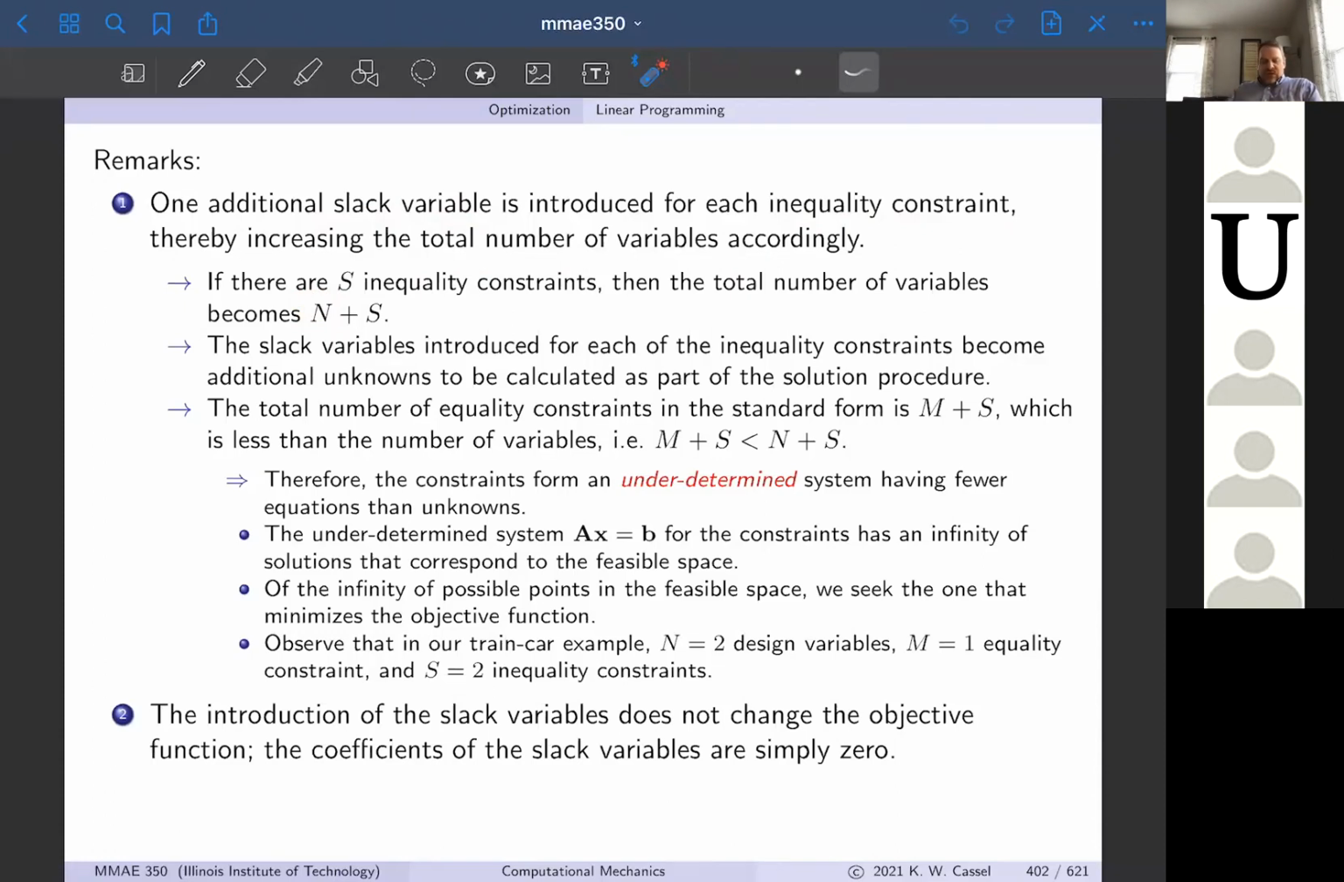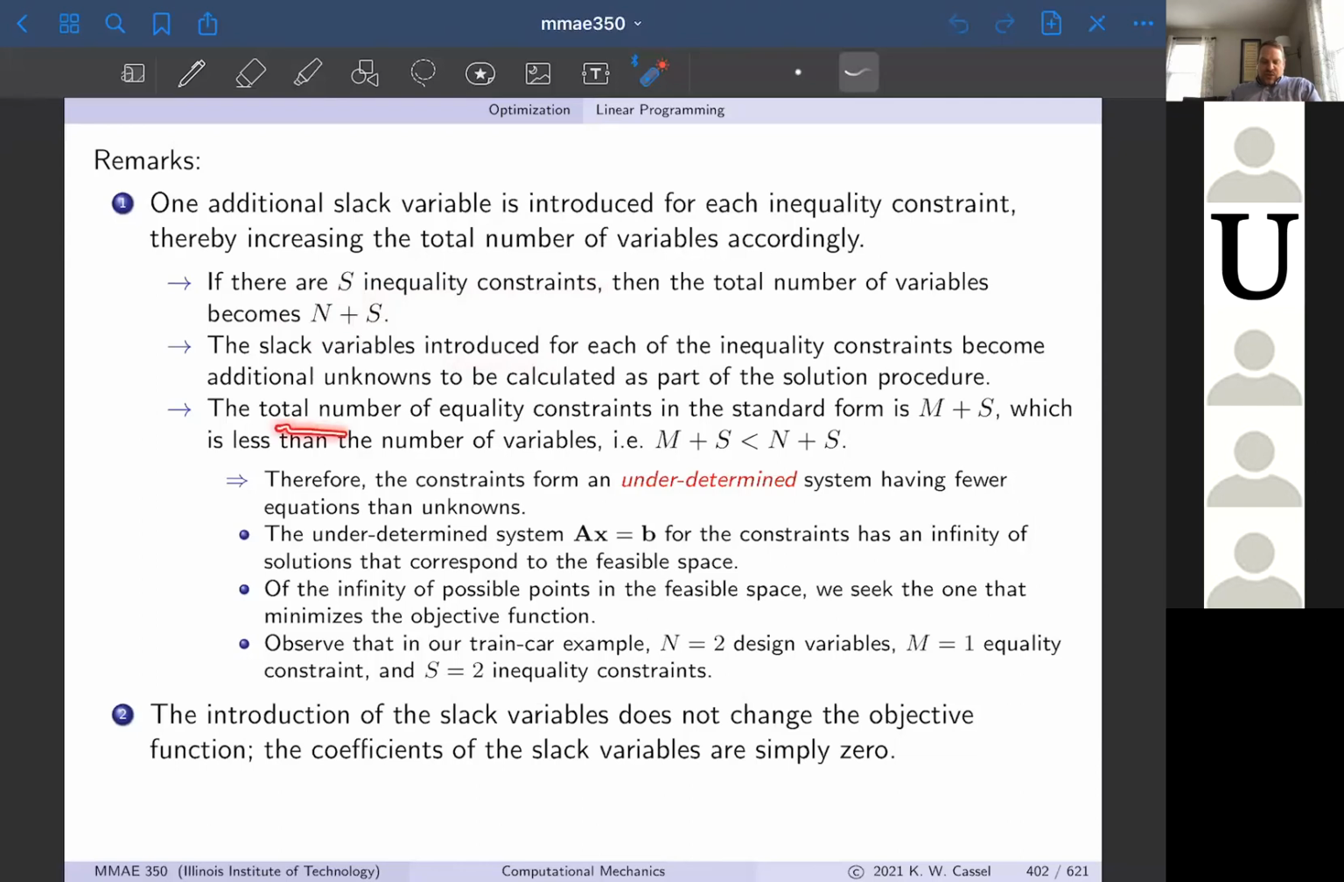So when we look at the standard form and the sizes of the various matrices and vectors, they're going to involve these m's, n's, and s's. So we started with n design variables. We add s inequality constraints, and therefore s slack variables. So now the total number of variables is n plus s. So any vector, in this case x, that includes all the variables that need to be solved is going to be of dimension n plus s. The slack variables that we introduce for each of our inequality constraints are then added to that list of variables, as I mentioned.